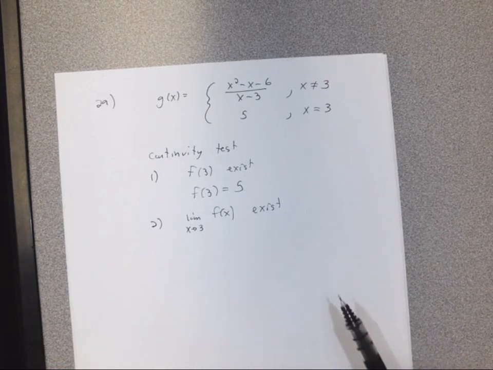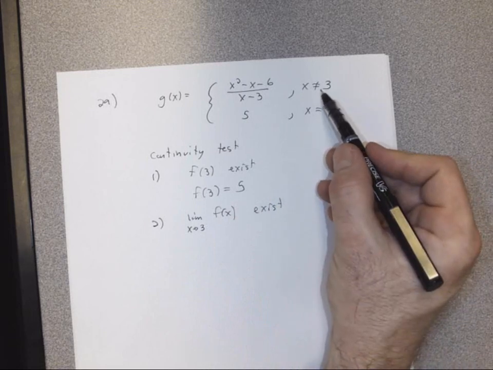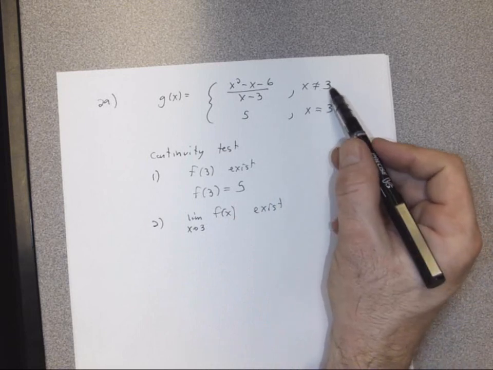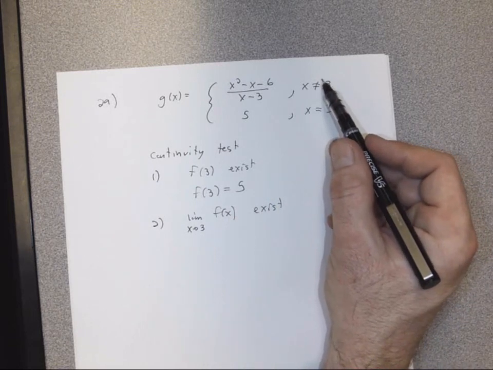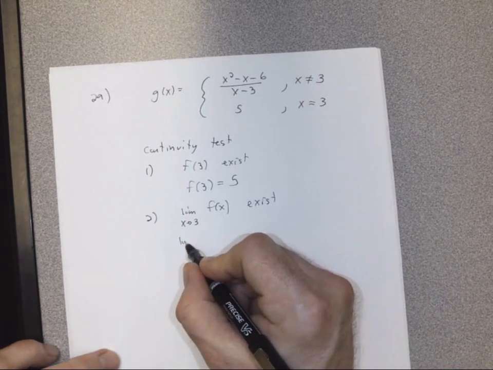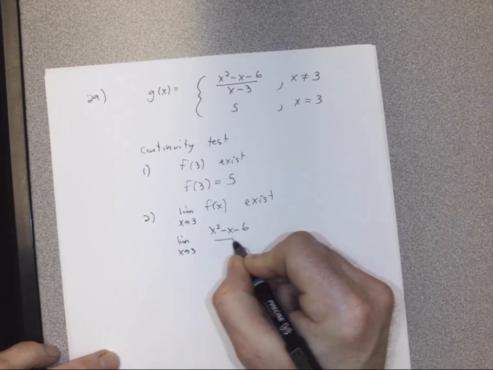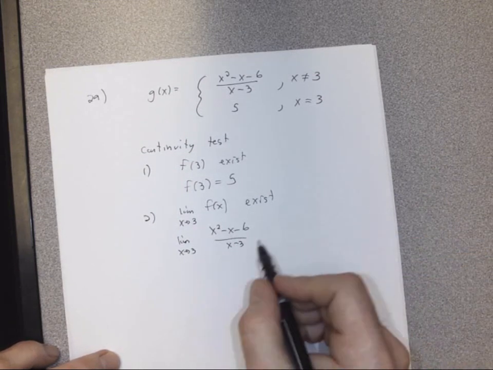Well, we have to look. What function am I going to use? If I'm asking for a limit, do I care about when I'm on the point 3 or just close to the 3? So what am I going to use? Top or bottom function? Top function, okay. So this is going to be the limit as x approaches 3 of x squared minus x minus 6 all over x minus 3.